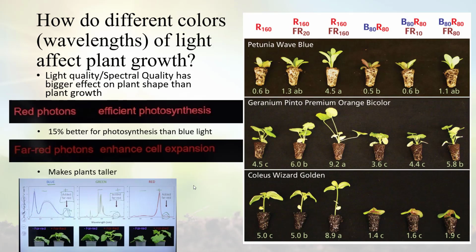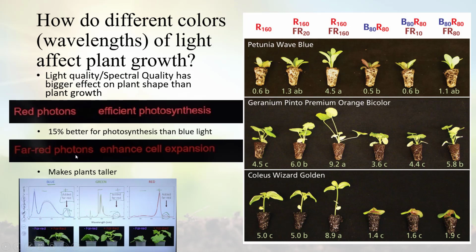And now we're going to get to our red photons, right? Again, red photons are a good spectrum of light for photosynthesis. It seems that red light is about 15% better for photosynthesis than blue light. So you want to make sure that any grow lights you're using have a good amount of red light included.